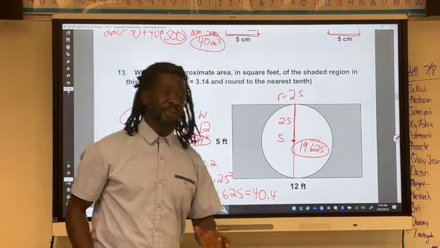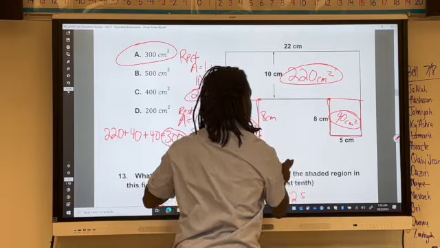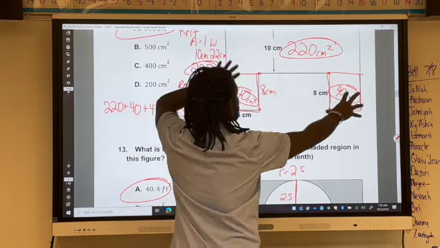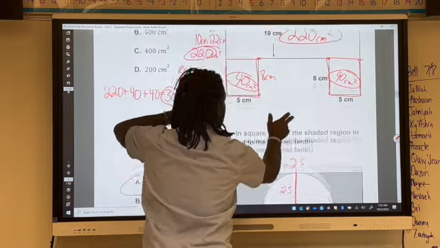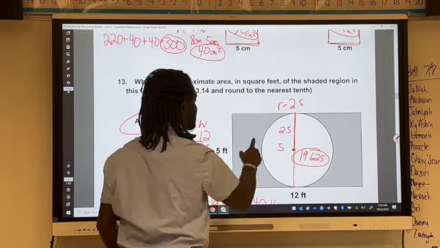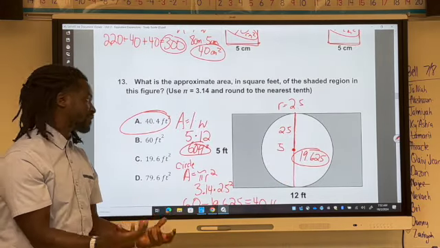So, guys, the difference between this one and the composite figure is because these shapes here, we have to add up to get the total. This one, we have two shapes, and one shape is over top of the other. So that's why we had to subtract that.